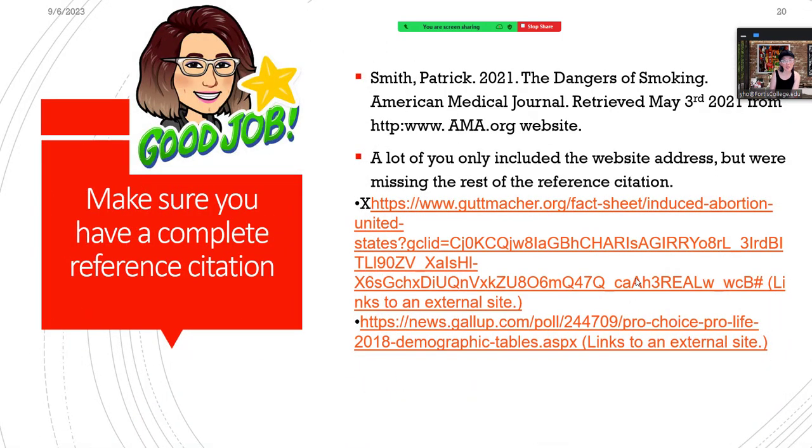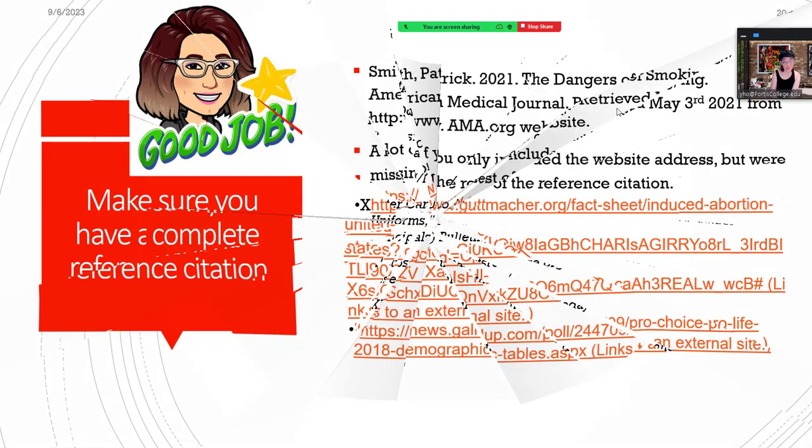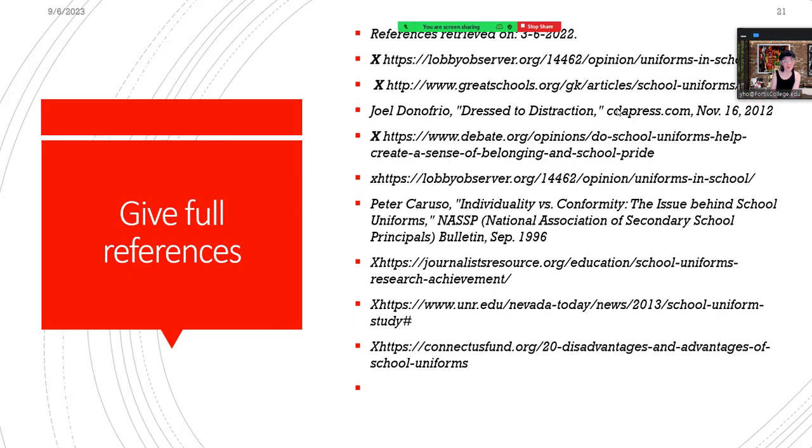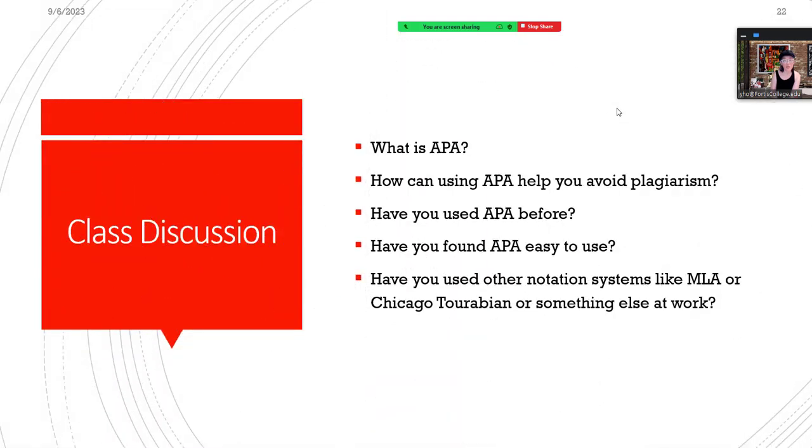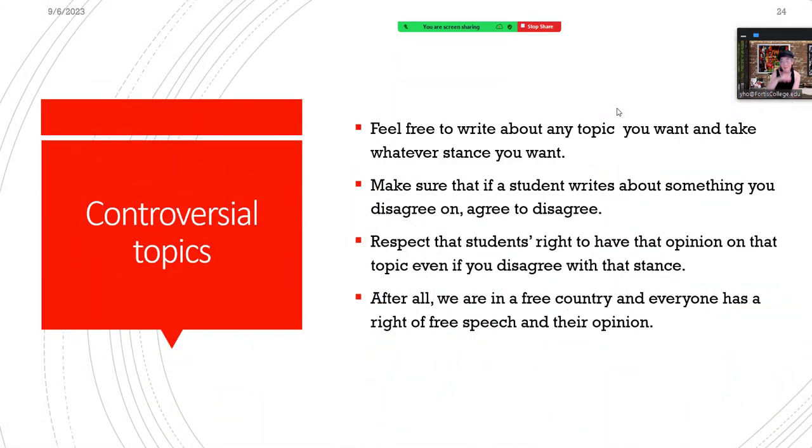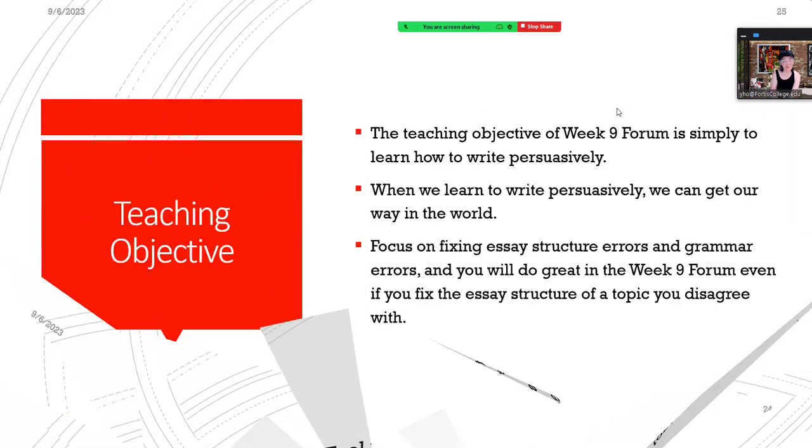This student made a mistake because all she wrote was a bunch of web addresses. This is wrong. You want to have the author name, first name, date, article name, journal name, and the date you retrieved it, not just simply the web address. This is also wrong. So you give full reference citations at the end of your week 9 post. If anybody talks about some topic that's opposite to the way you think, just agree to disagree and respect other students' rights to have an opinion.